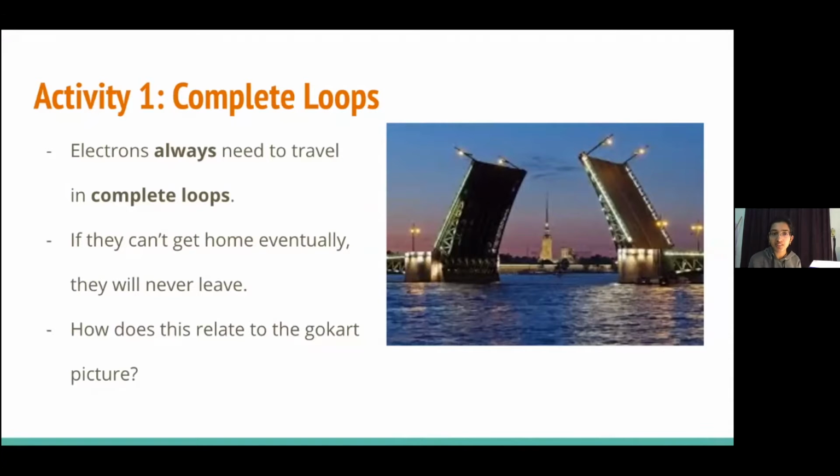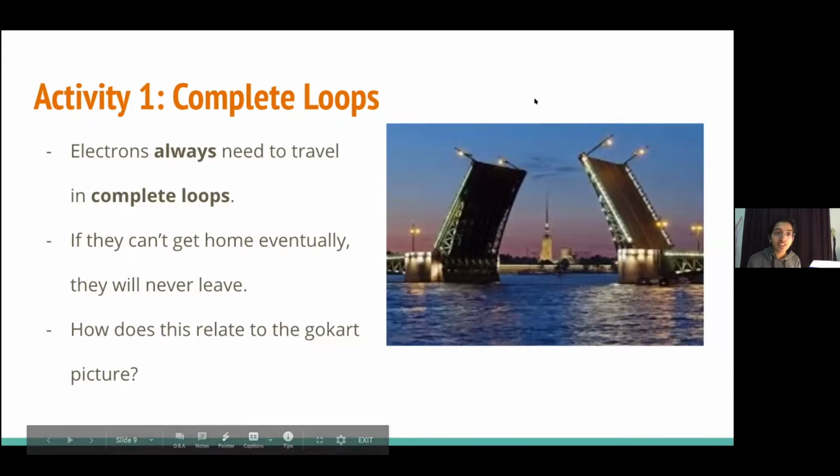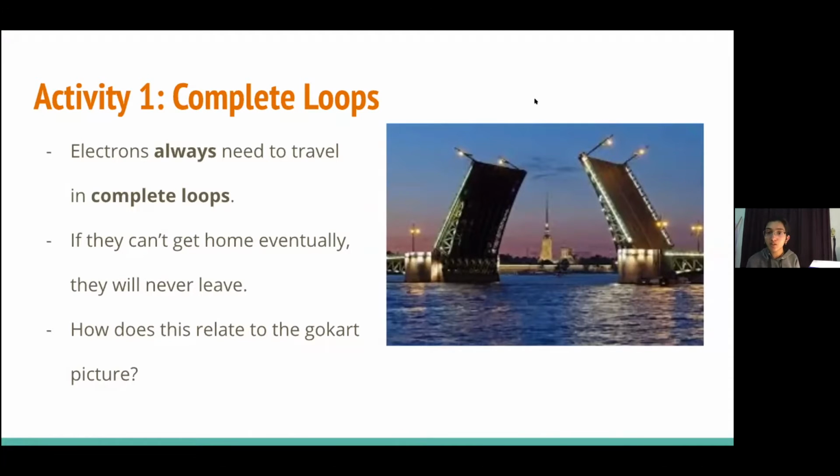And this is important. So for electrons to flow around a circuit, they always need the circuit to be closed. So for example, if we consider a drawbridge, if the drawbridge is open, cars can't pass through it. And it's a similar thing with electrons. Electrons really can't flow if there's a break in the circuit. Whereas if the drawbridge is closed, then it's the same thing. So how does this relate to the go-kart picture? Do you guys have any idea? Put it in the chat and let's see what you guys come up with.